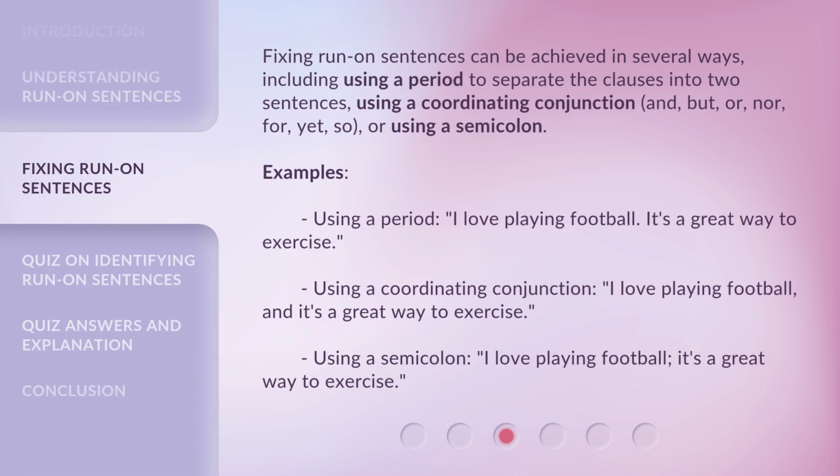Fixing run-on sentences can be achieved in several ways, including using a period to separate the clauses into two sentences, using a coordinating conjunction, and, but, or, nor, for, yet, so, or using a semicolon. Examples. Using a period. I love playing football. It's a great way to exercise. Using a coordinating conjunction. I love playing football, and it's a great way to exercise. Using a semicolon. I love playing football; it's a great way to exercise.